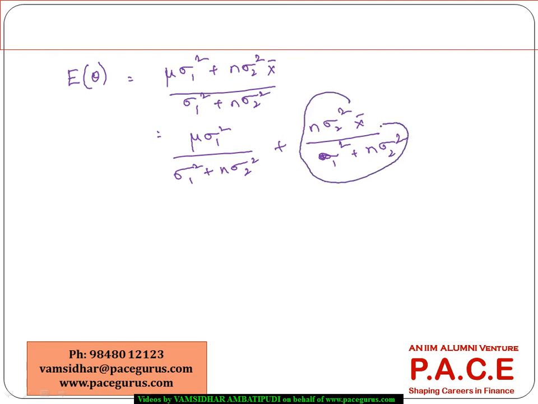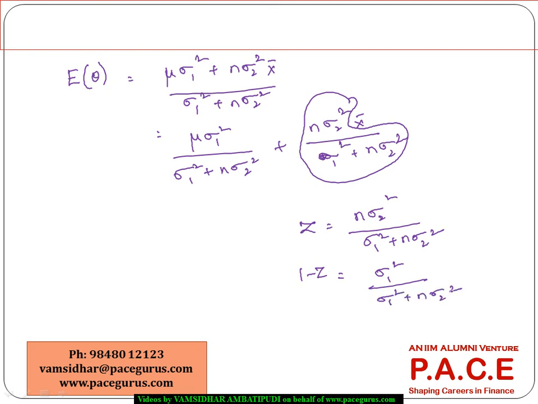Now this is the x bar part. So if I say z equal to n sigma 2 squared divided by sigma 1 squared plus n sigma 2 squared, it very well comes out that 1 minus z is sigma 1 squared divided by sigma 1 squared plus n sigma 2 squared. So this is coming out as 1 minus z times mu plus z times x bar, which is exactly in the form of a credibility estimate.